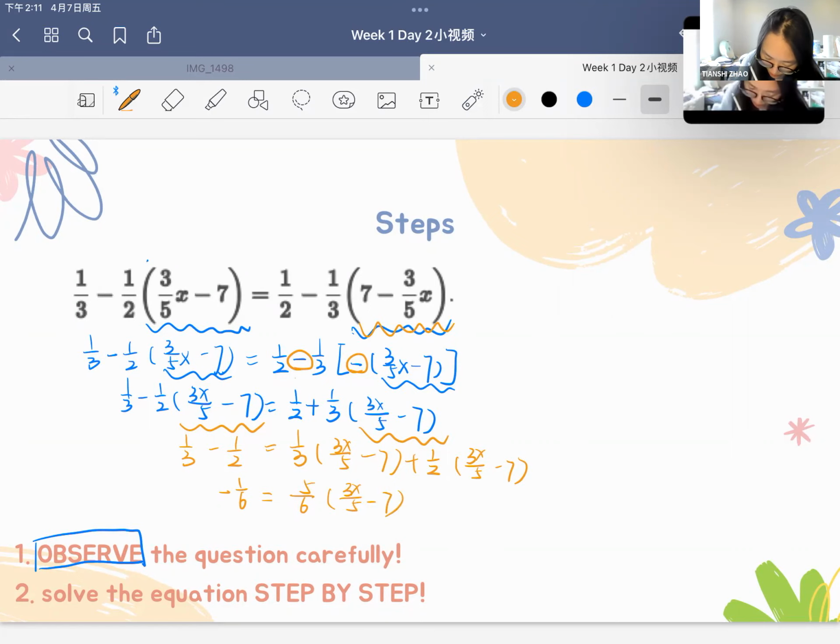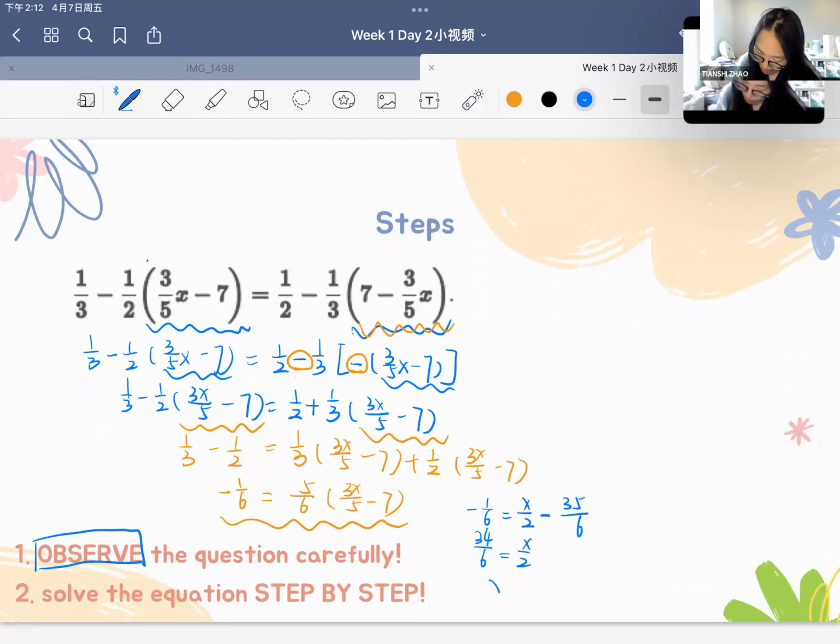So here we will have this equation. And then we can remove the parentheses by using the distributive law of multiplication again. So negative 1 over 6 equals x minus x divided by 2 minus 35 divided by 6. So here we will have 34 divided by 6 equals half x. So x will equal 34 divided by 3. So this is the final answer for this question. And the key point is always to observe the question carefully and to find the pattern within it.